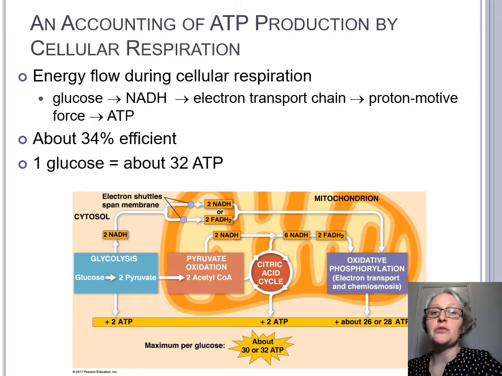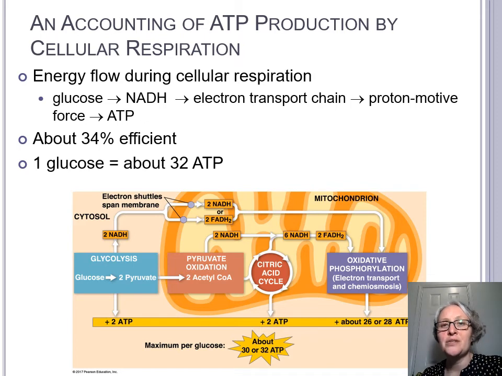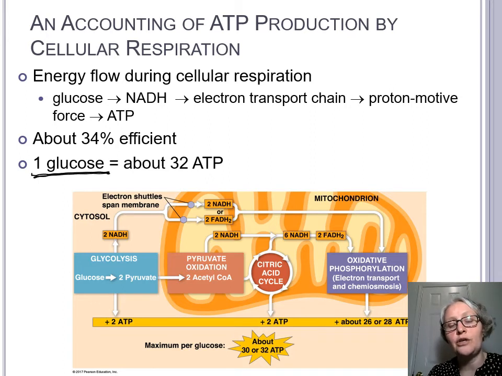This process is about 34% efficient, which might at first sound really wasteful, but this is actually really efficient. Even the best car engines are somewhere usually in the 20s of their efficiency. So this process actually is able to capture quite a lot of the energy that's in our food molecules and convert it into ATP. Notice that I keep saying the following. I say 1 glucose molecule in gives you about 32 ATP out.